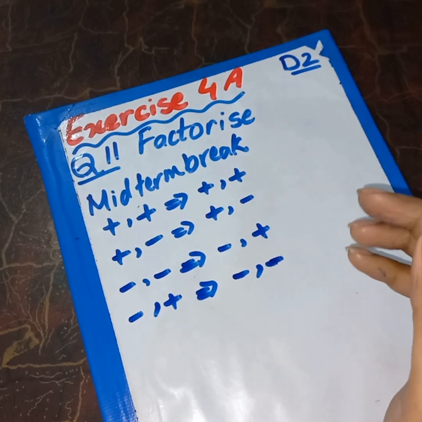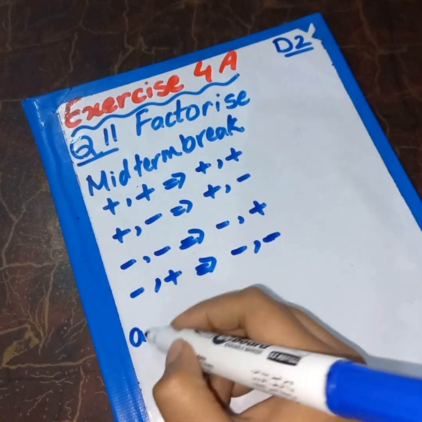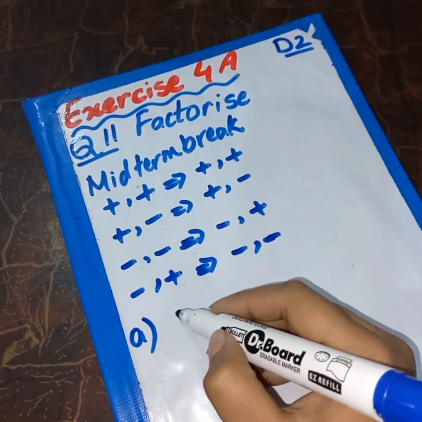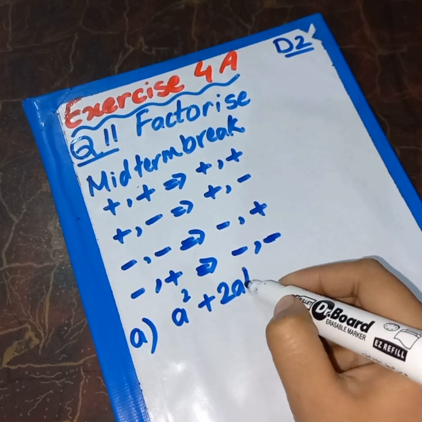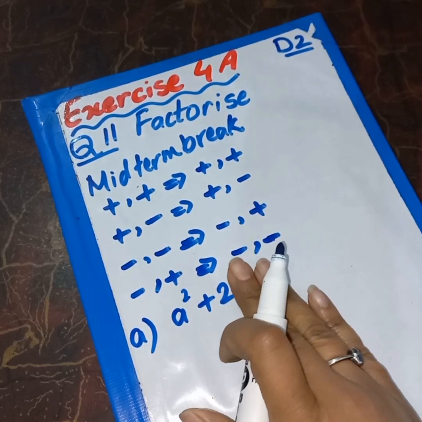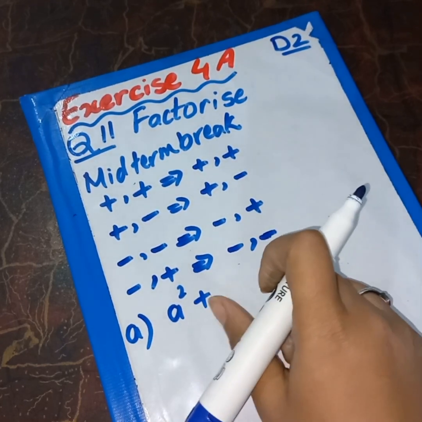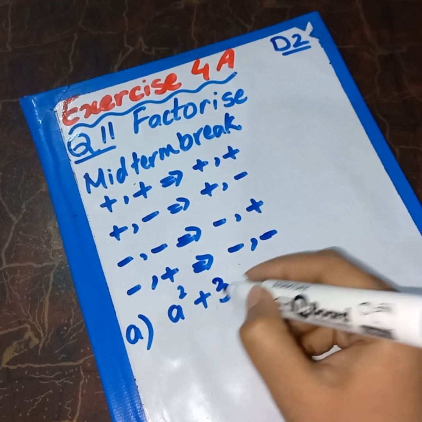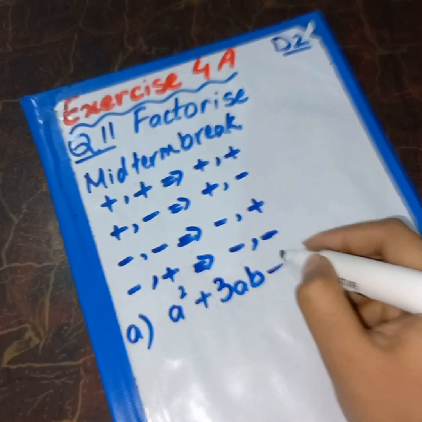Now the question is how we will break the mid-term. So let's see in part A, this will be more clear to you. Here a square plus 2ab, sorry, it's plus 3ab minus 4b square.